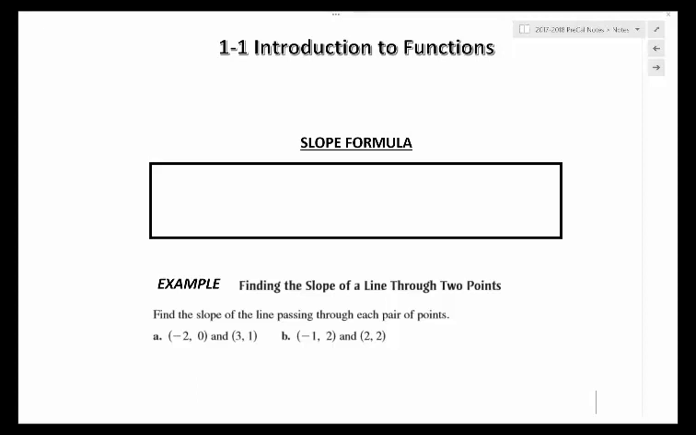Hello and welcome to our first video lecture of the year, an introduction to functions. We're going to be dealing today with some basic review from Algebra 1. So feel free to make the video go as quickly as you want it to, because hopefully this is old news to you. First thing we're going to talk about is slope.